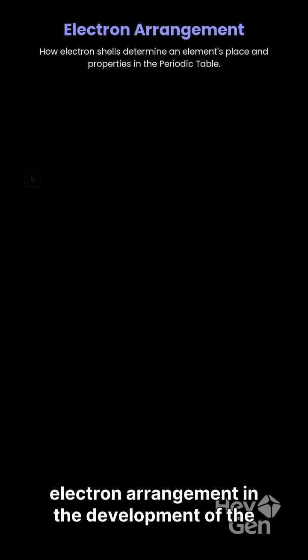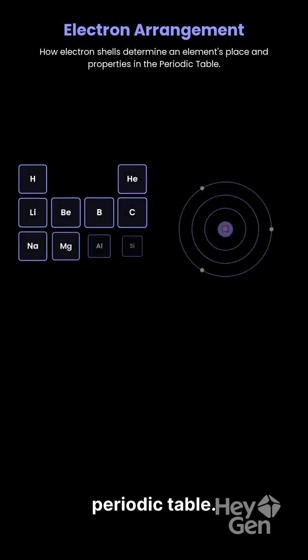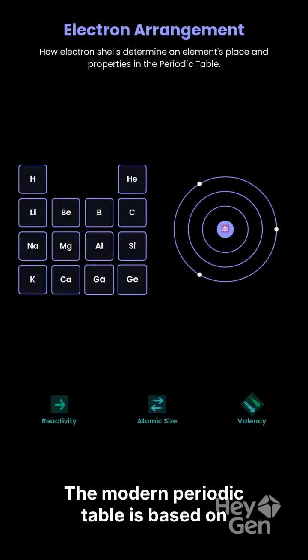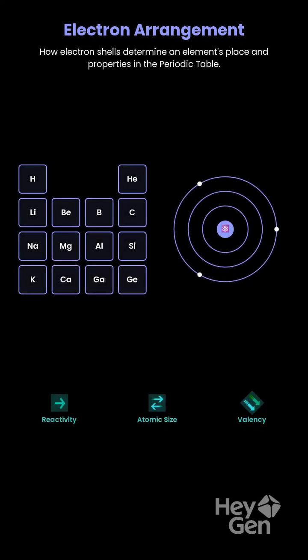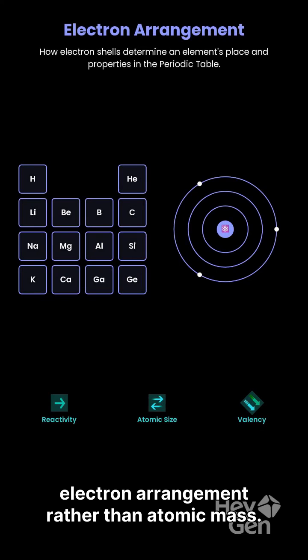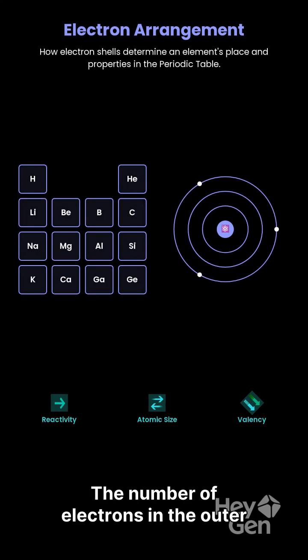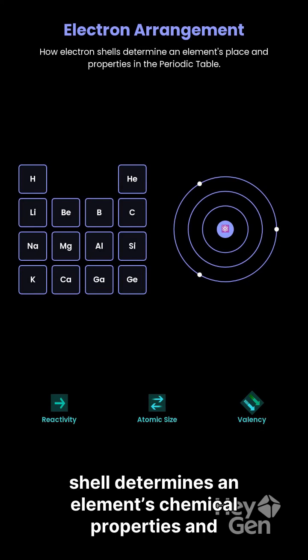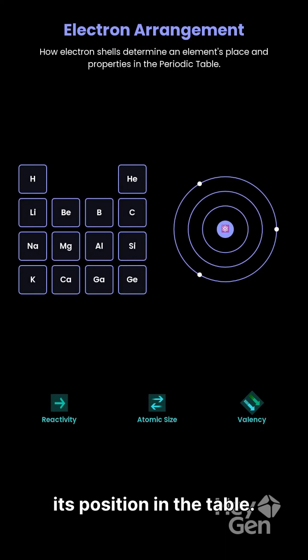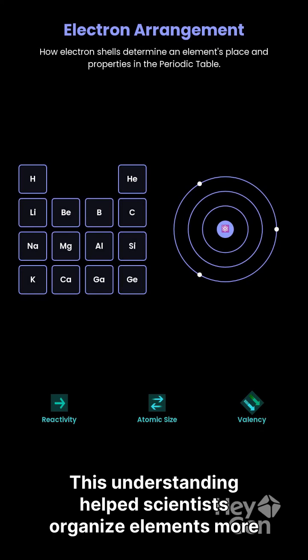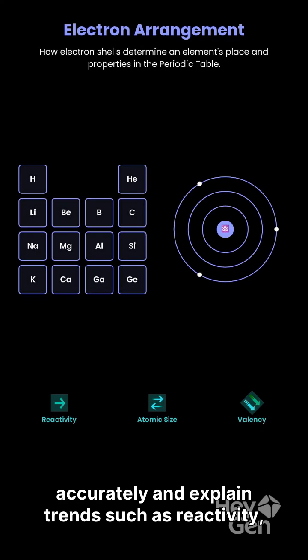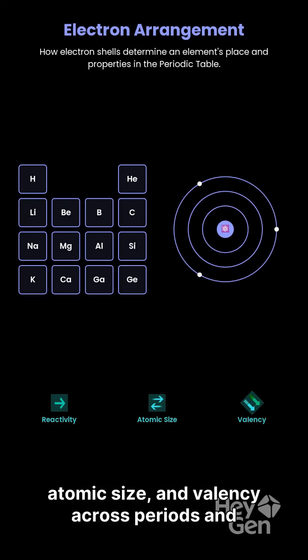Finally, I will explain the role of electron arrangement in the development of the periodic table. The modern periodic table is based on electron arrangement rather than atomic mass. The number of electrons in the outer shell determines an element's chemical properties and its position in the table. This understanding helped scientists organize elements more accurately and explain trends such as reactivity, atomic size, and valency across periods and groups.